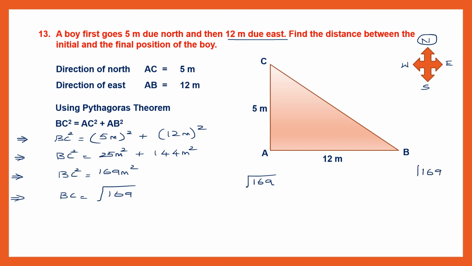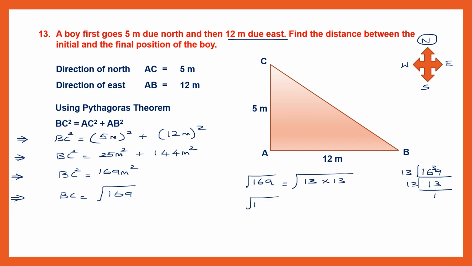So 169, let's divide it by 13. 13 ones are 13 and there's 3 left, 39. 13 threes are 39. Again divided by 13. 13 ones are 13. So here the square root will be 13 into 13.